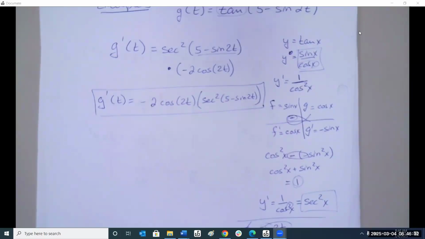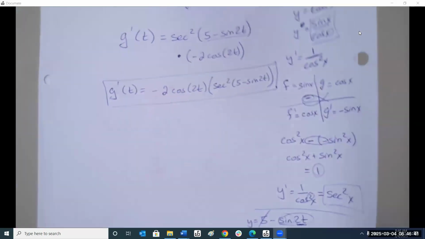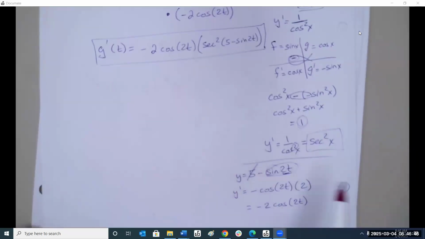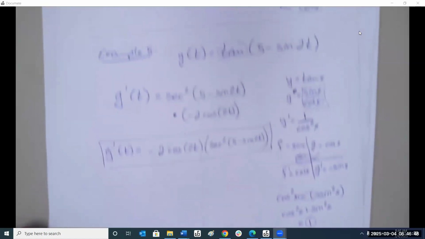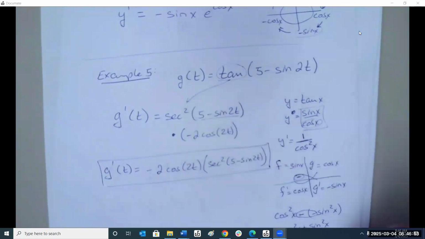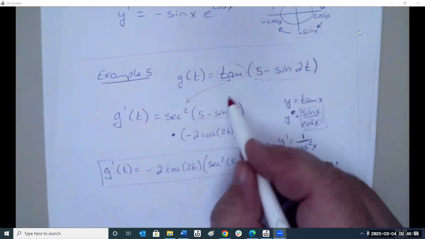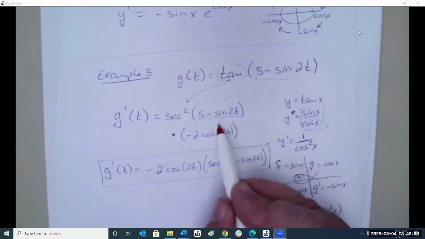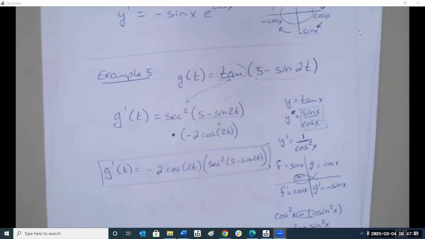So far, so good. Can we use a chain rule of a power function? Or is everybody okay with that last example? That one had a lot of moving parts. We took the derivative of tangent, which is secant squared, left this alone. Then we took the derivative of this, which gave us that. And nothing can cancel out. We're done there.